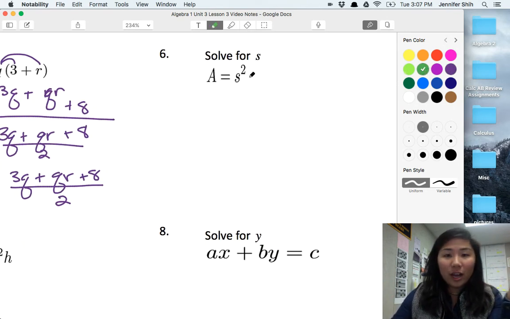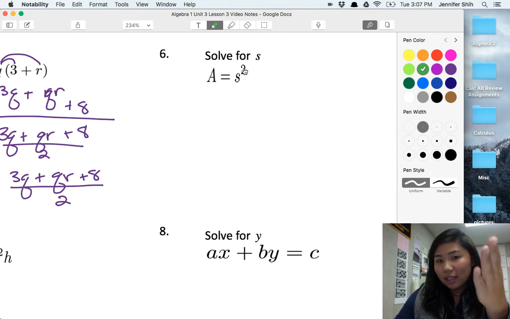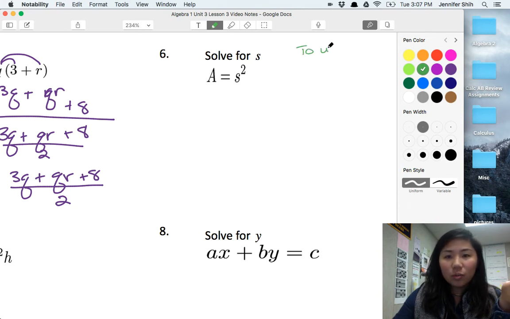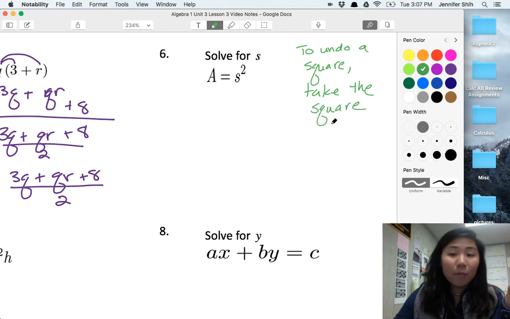For number 6, we're going to solve for s. So a is already solved for, but we need to isolate s. Well, it's trapped because it says s squared. So to undo a square, take the square root, which I know you've done in nav math, but we're going to try it right here.